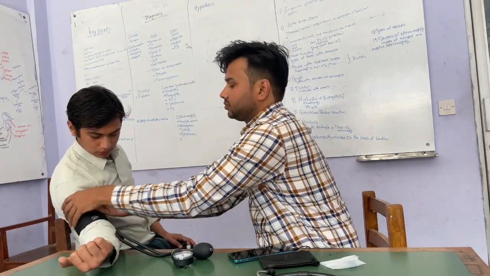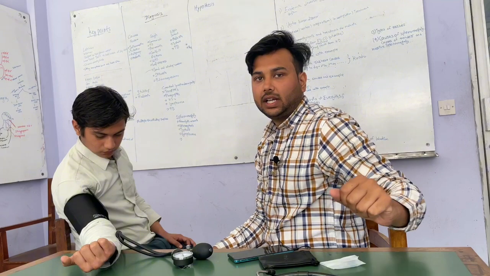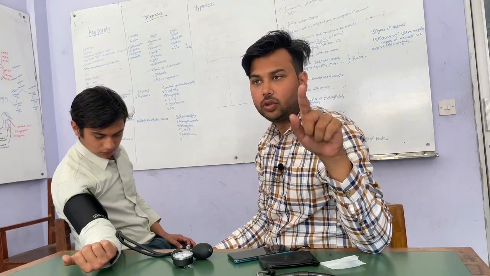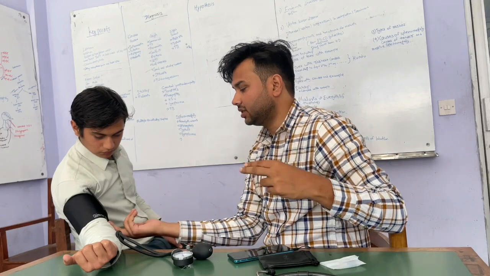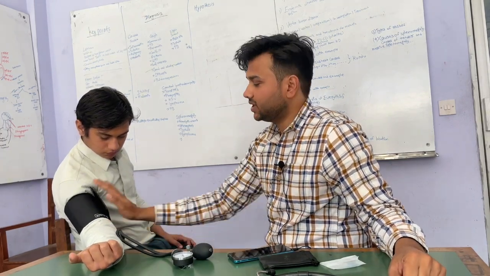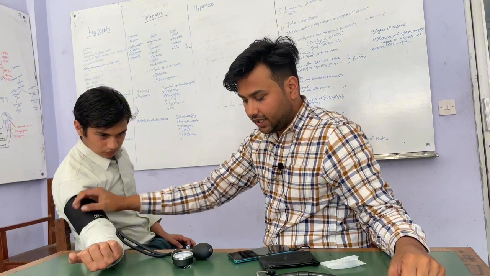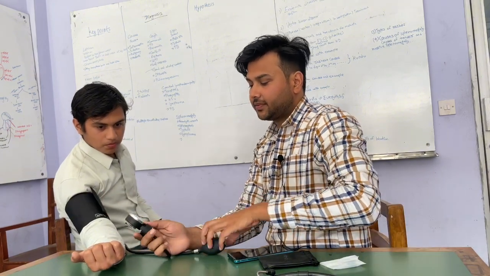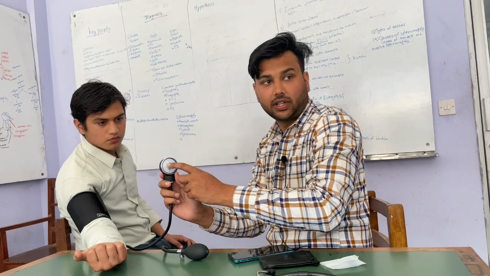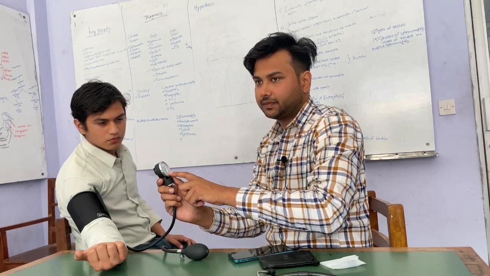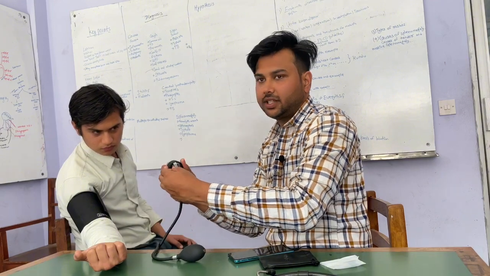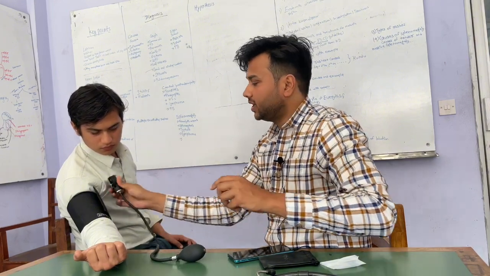the BP cuff. Wrap it in such a manner that it is neither too tight nor too loose. You can just insert two fingers, not more than that. Okay? Then you say that it is adequate. Then finally, this is the meter, right? This is an analog meter where you will check for the blood pressure, and this should also be at the level of his heart. So that's why there is a clip that is given to hold it here.